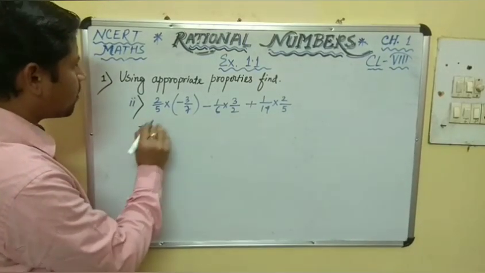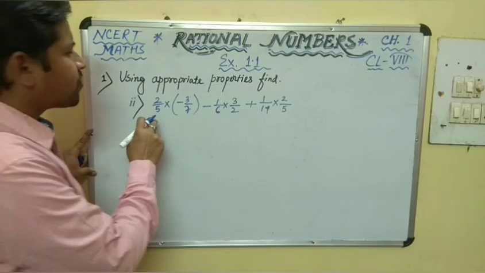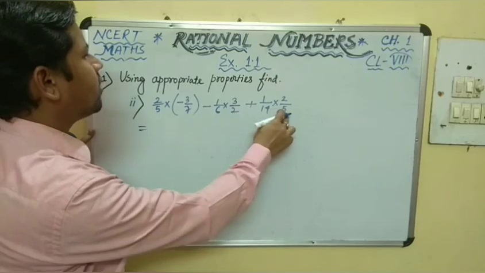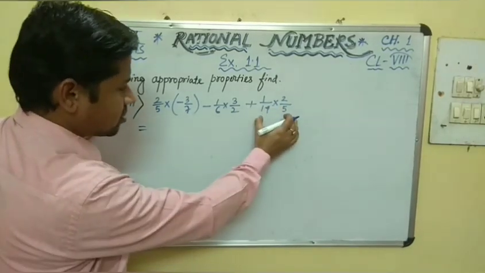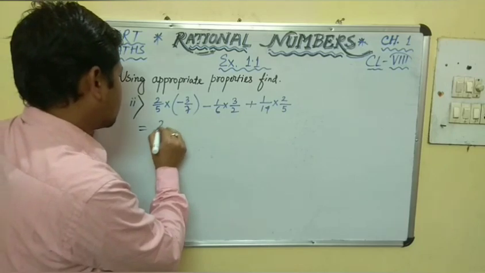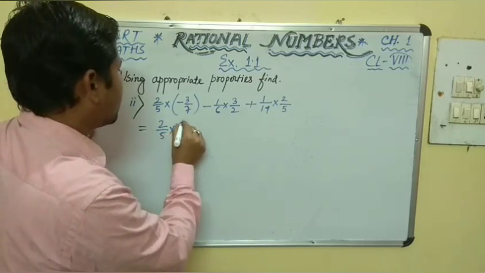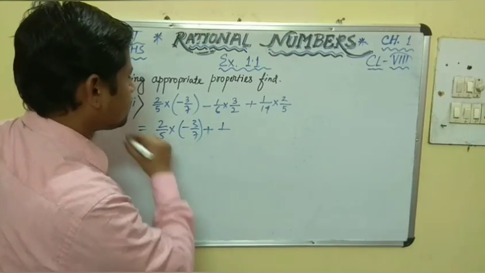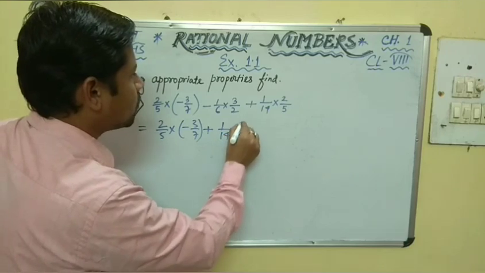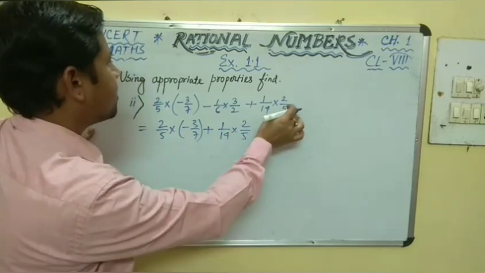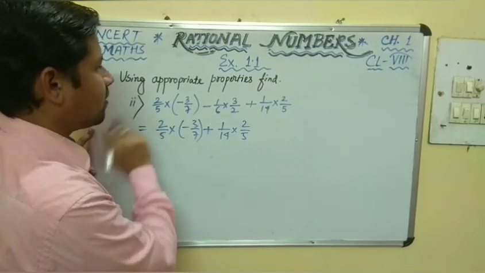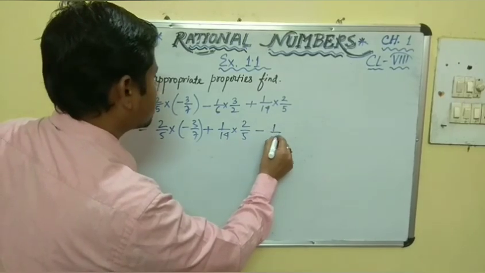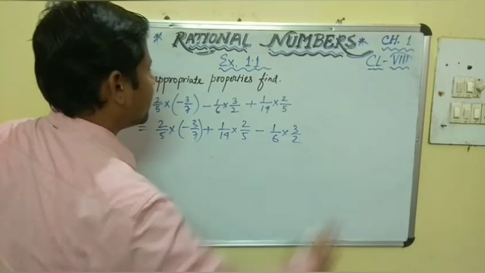Here also you have to use the property. See here, 2 by 5 is there and 2 by 5 is there. We are getting the common term 2 by 5 and 2 by 5. So we will take this and this to the nearby. So 2 by 5 whole into minus 3 by 7 plus 1 by 14 into 2 by 5. They are near neighbors, 2 by 5 and 2 by 5. So that's why this type of terms will be nearer. Minus 1 by 6 into 3 by 2 will be there.